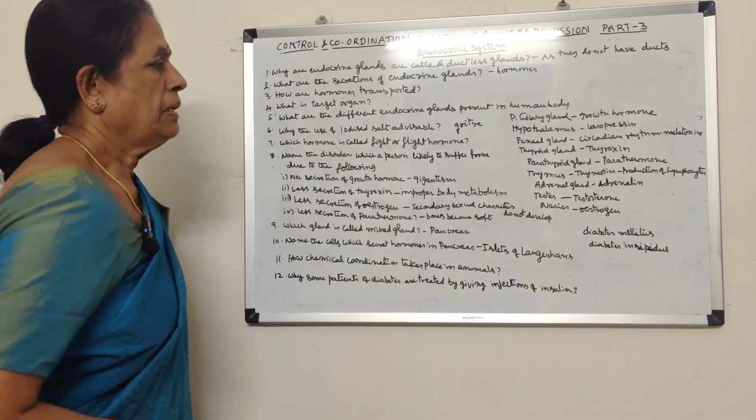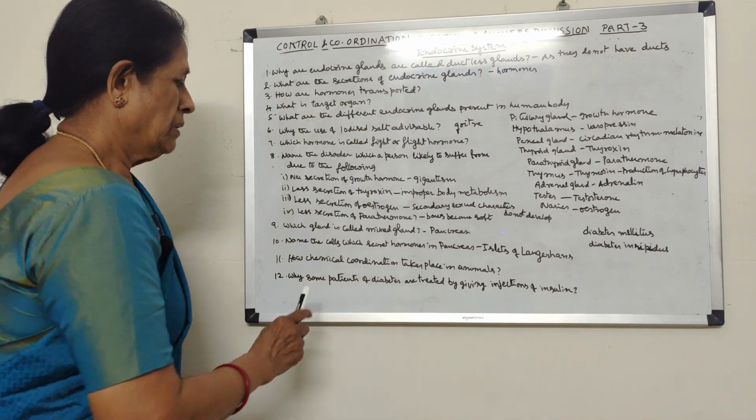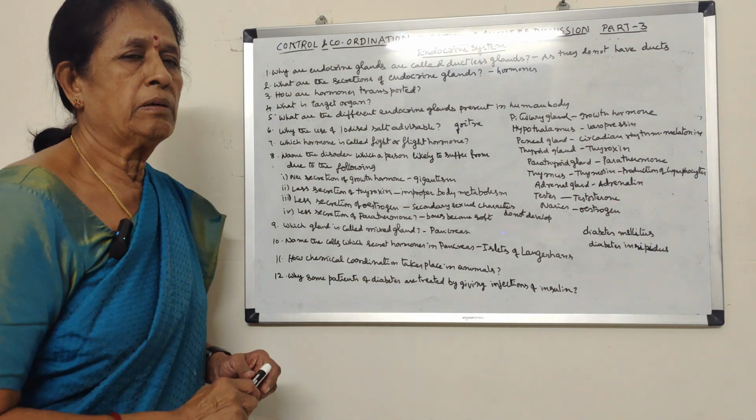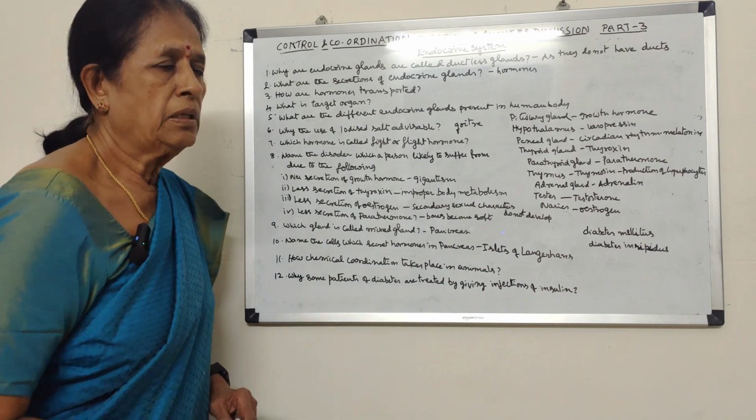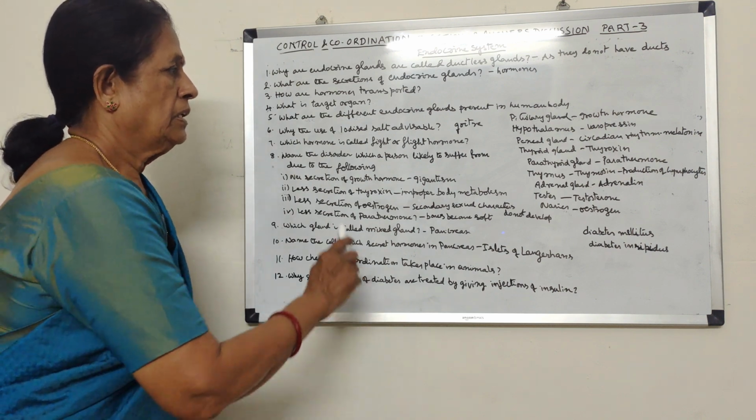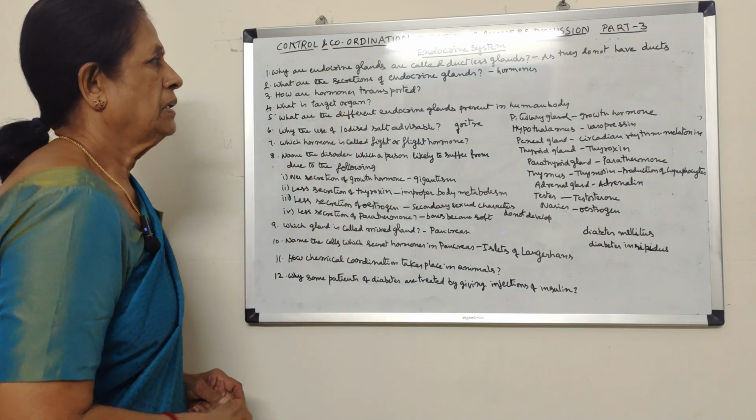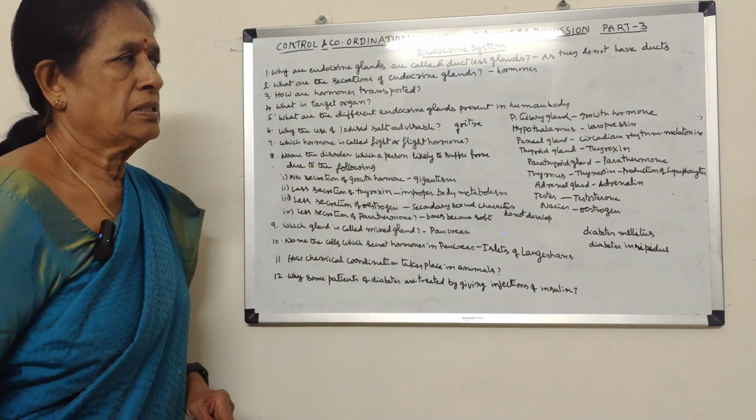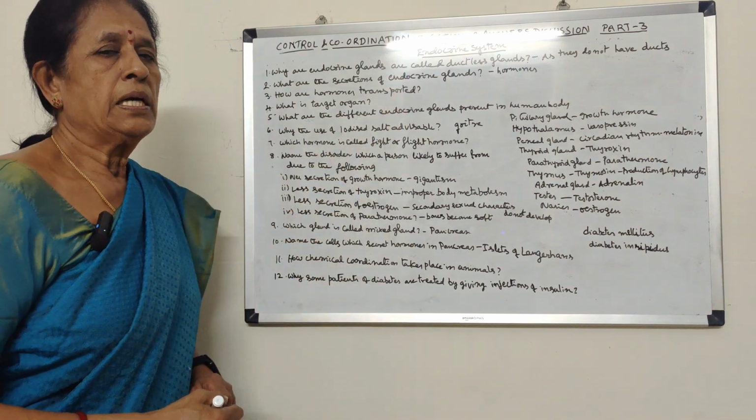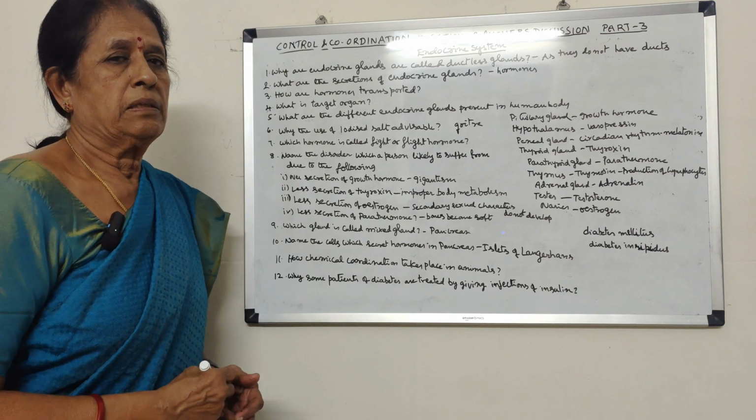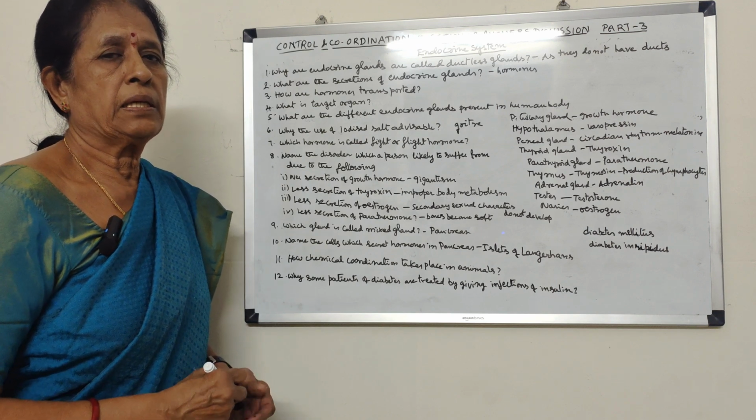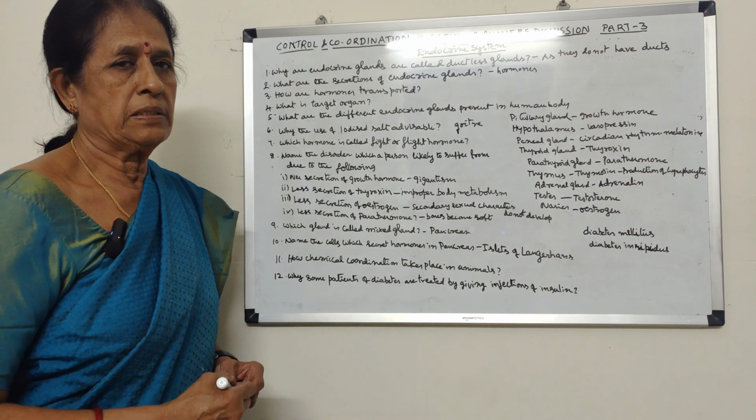So these are all the important hormones. Chemical coordination in animals takes place by two systems, the nervous system and the endocrine system. Okay, so these are all the important questions with regard to the endocrine system. Hope you have understood. In the next class, we shall deal with plants, and how chemical coordination occurs in plants.